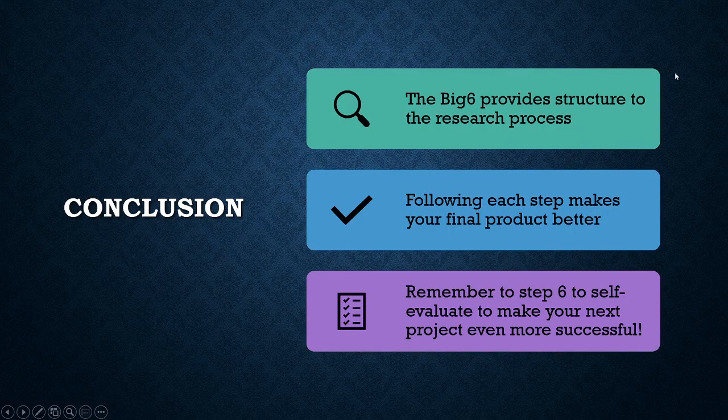So in conclusion, the Big Six provides structure to the research process, which can be so overwhelming at first. If you follow each step, especially that final step 6, you're going to make your final product even better than it would have been. And with step 6, you'll make your next project even more successful. So give it a shot and start practicing the Big Six as your daily practice. Whenever you have a research task or whenever you have to learn something, even if it's something small, you may find that the Big Six helps you get through it faster with a better end product.